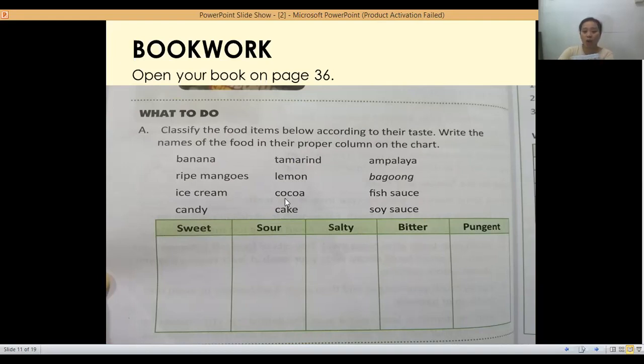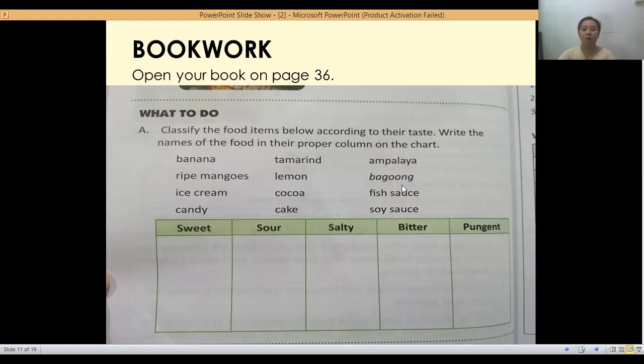Next, cocoa. Sweet, sour, salty, bitter, or pungent. Next, cake. It belongs to sweet, sour, salty, bitter, or pungent. Next, ampalaya. It belongs to sweet, sour, salty, bitter, or pungent.